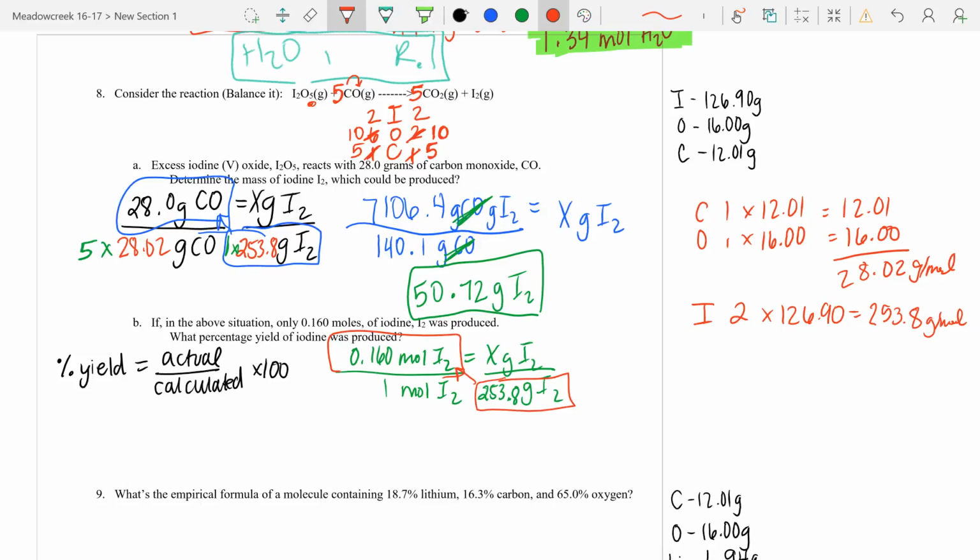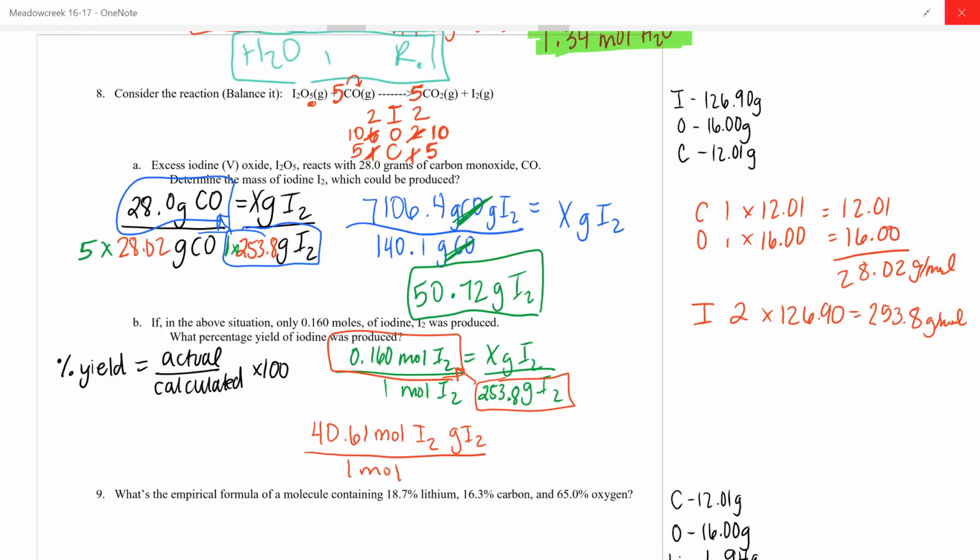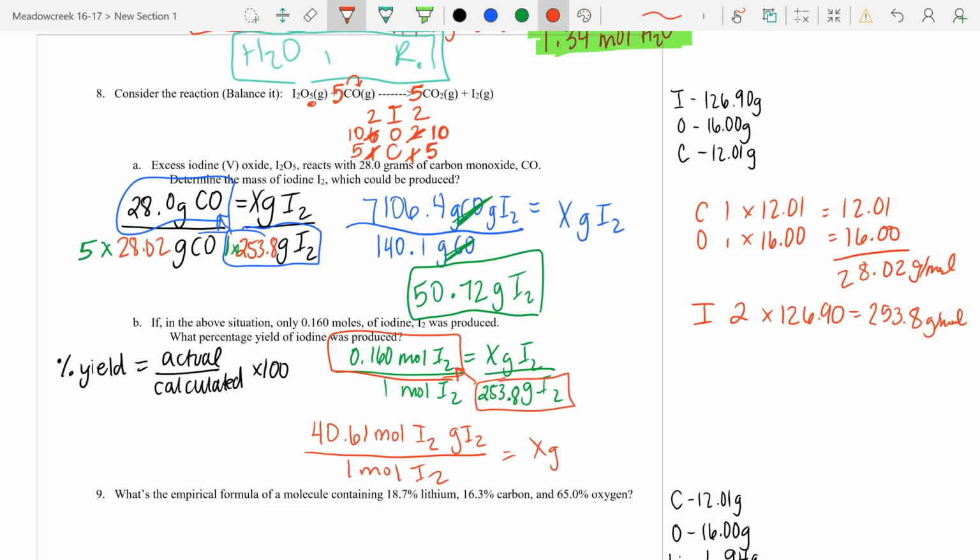So when I cross multiply, I'm going to have 253.8 times 0.160, which gives me 40.61 grams of iodine over 1 mole of iodine equal to X grams of iodine. So 40 divided by 1 means that my answer is 40.61.